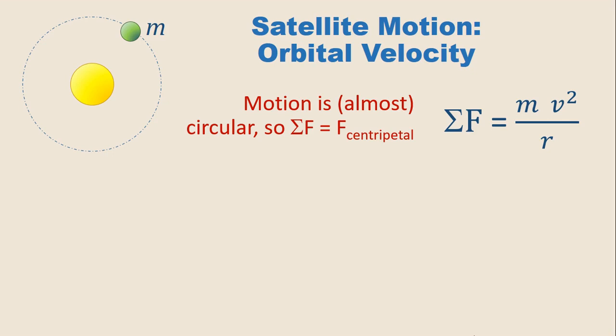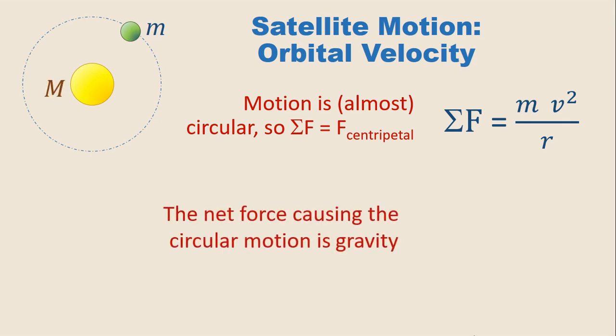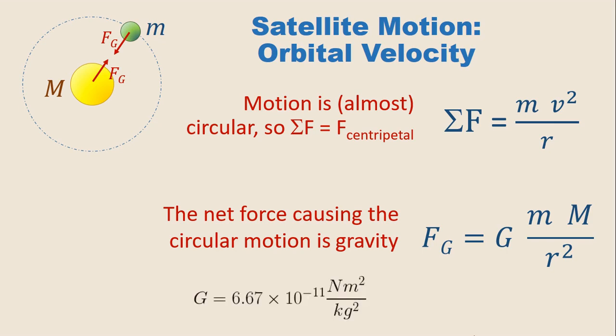For the case of a planet orbiting a star, this centripetal force is caused by the force of gravity. This gravity is the attractive force between the mass of the star and the mass of the planet. It can be calculated using Newton's law of universal gravitation. The force of gravity equals G times the mass of the planet multiplied by the mass of the star divided by the distance between them squared. As a reminder, capital G is the universal gravitational constant, equal to 6.67 times 10 to the negative 11th newton meters squared per kilogram squared.